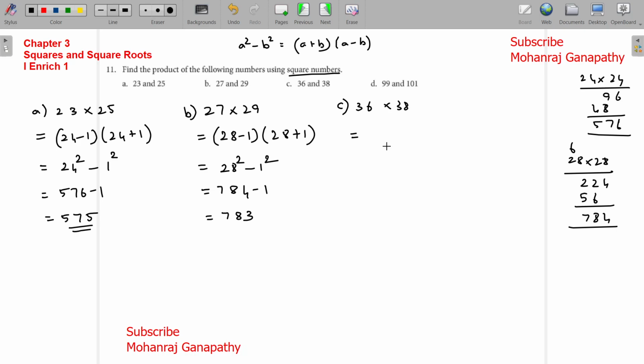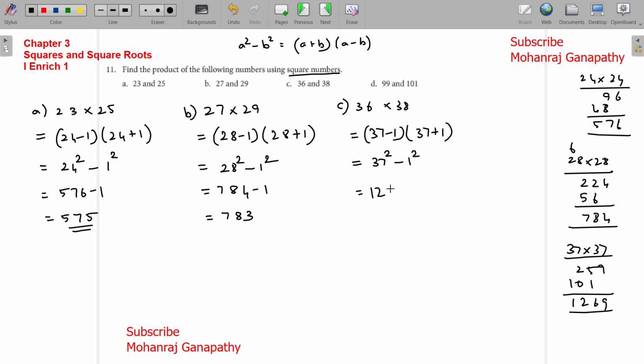C subdivision. 36 into 38. 37 is a common number between 36 and 38. So 37 minus 1 into 37 plus 1. A plus B into A minus B. So 37 square minus 1 square. 37 square. We need to find 37 into 37. 7 7s are 49. 7 3s are 21. 21 plus 4, 25. 7 3s are 21. 3 3s are 9. 9 plus 1, 10. 1369. 1369 minus 1, which is 1368.